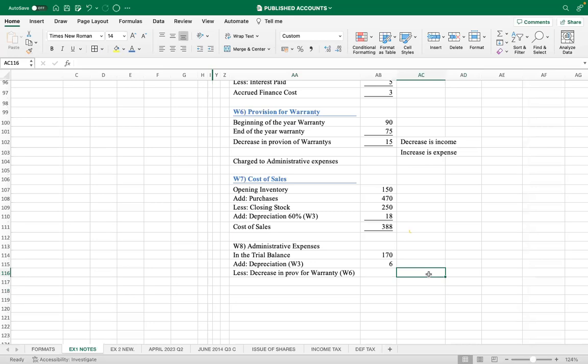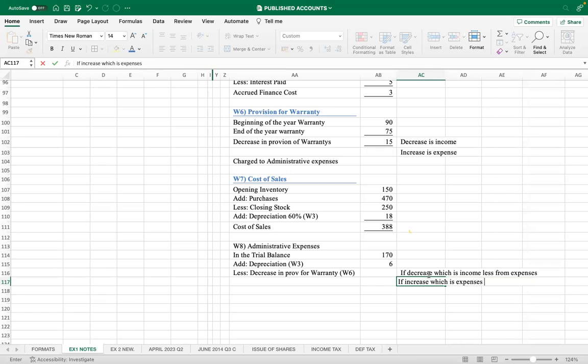If decrease, which is an income, less from expenses. If increase, which is expenses, add to the expense. So I hope that note will help you remember. So it was a decrease of 15.